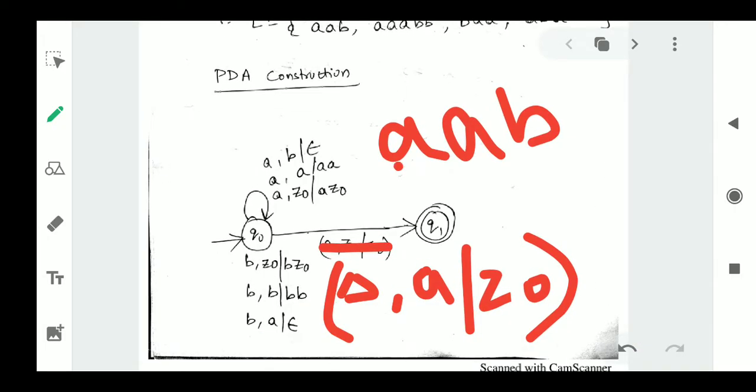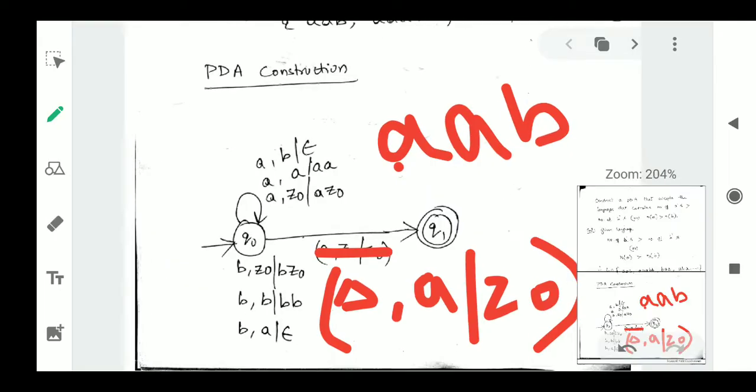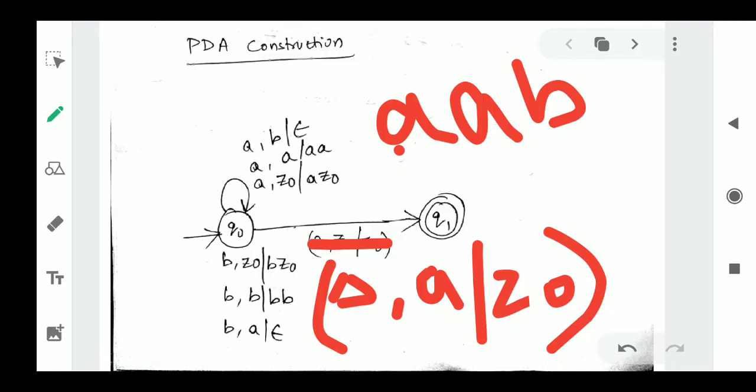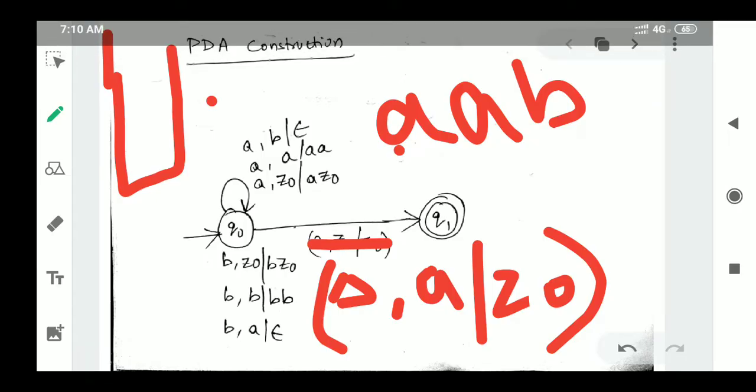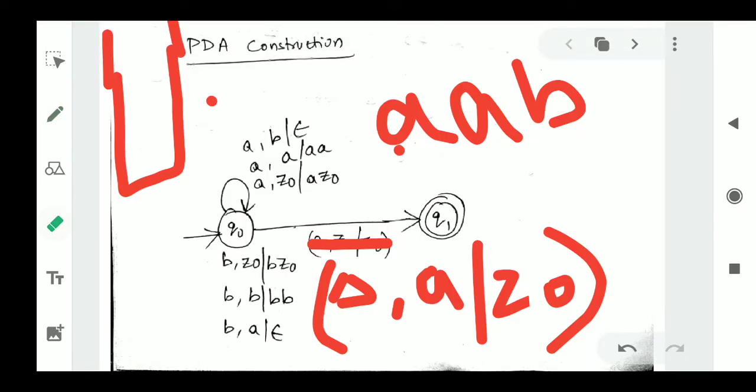So always we know that we will read the first input symbol. We read the first input symbol, and what is our top of the stack? We all know that initially the top of the stack is Z0, and we are going to insert A. So when we read the input symbol A, with top of the stack Z0, the stack will contain A Z0.